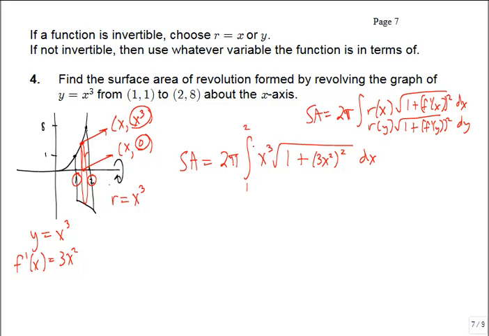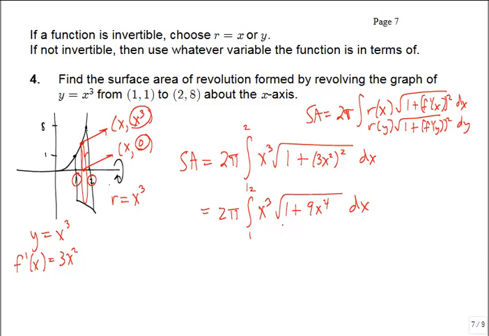So that would be my surface area integral using x's. Now let's go ahead and finish solving this, and then I'll show you how you could do the same problem using a dy integral as well. So we get that x cubed out front, and 3x squared quantity squared becomes 9x to the fourth.